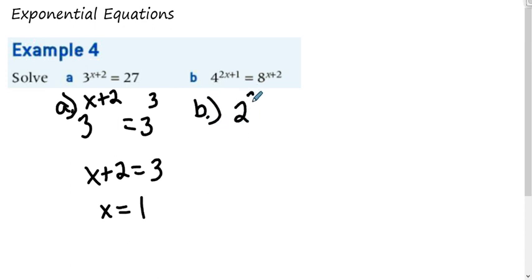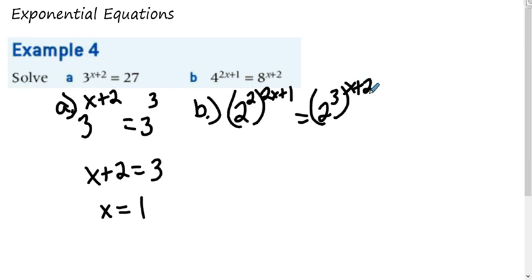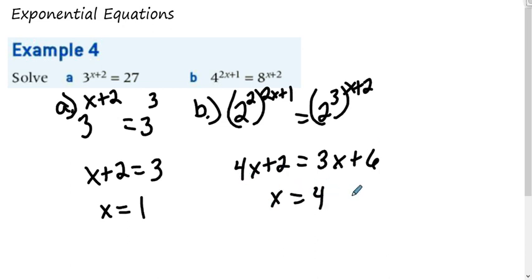So 4 is equivalent to 2 squared to the 2x plus 1 power, and 8 is equivalent to 2 cubed to the x plus 2 power. And again, remember power to power we multiply. So my bases are the same, therefore I have to multiply my exponents. That's 4x plus 2. That has to equal 3x plus 6. So subtract the 3x over, subtract the 2 over, x therefore is 4.